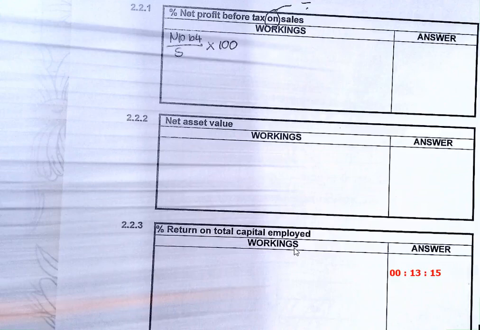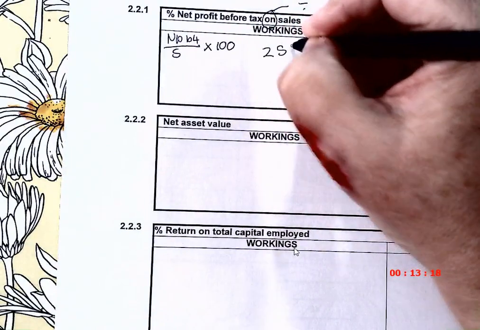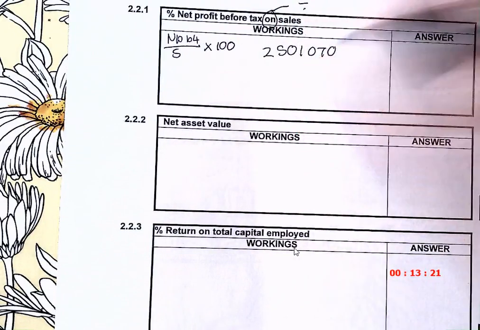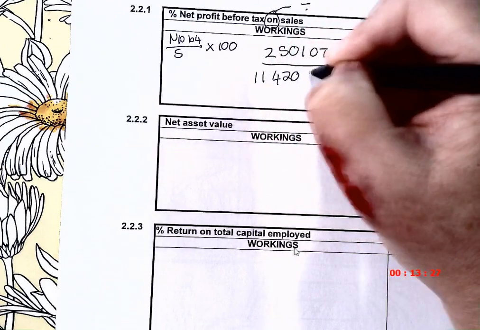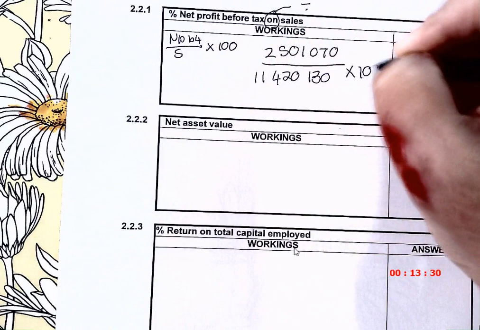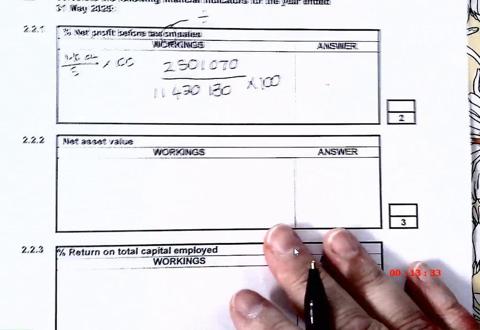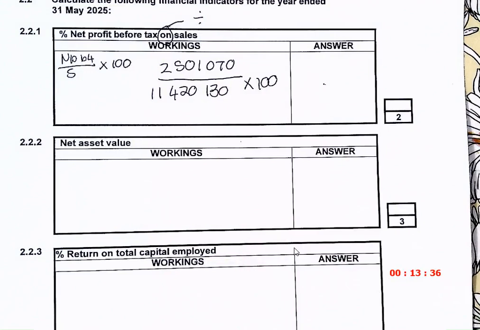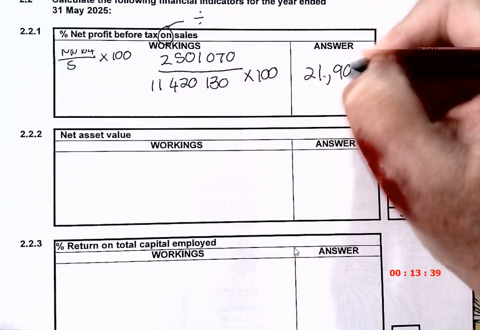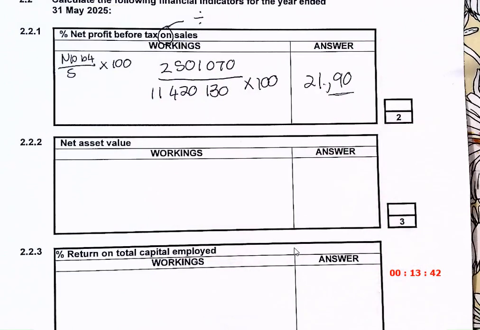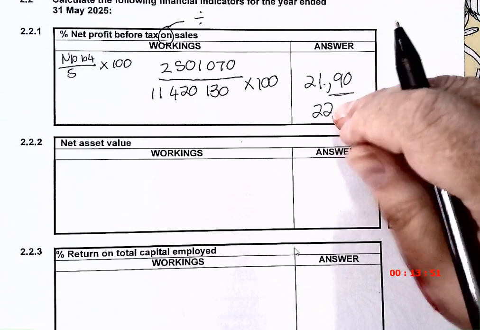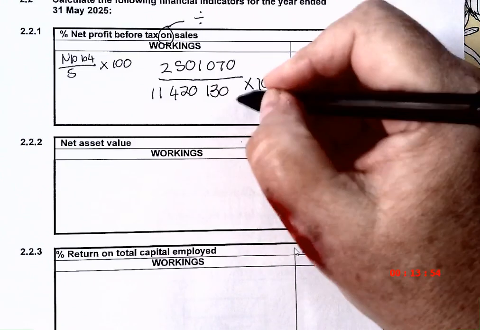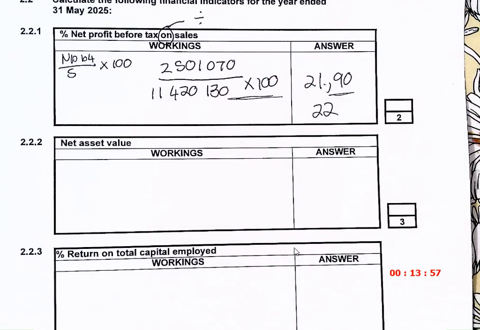They gave us before tax. So it gives me 25,01070 over sales 11,420,130 times 100, and you get your answer. Can I please ask you that you always show 2 decimals and then you round off? And don't write signs, but make sure that your formula is right.